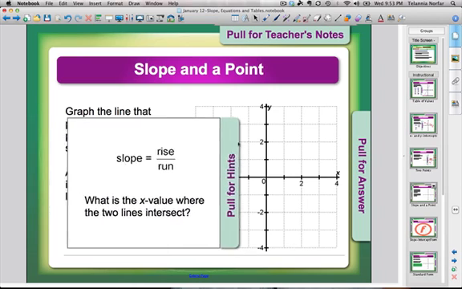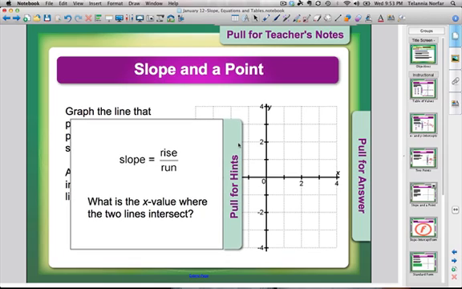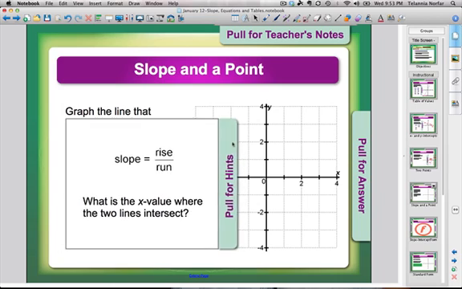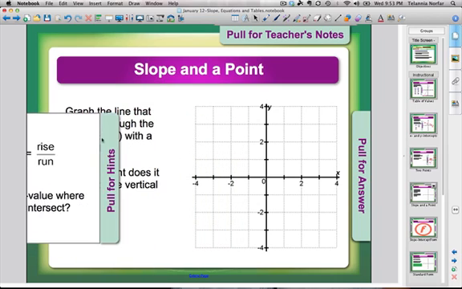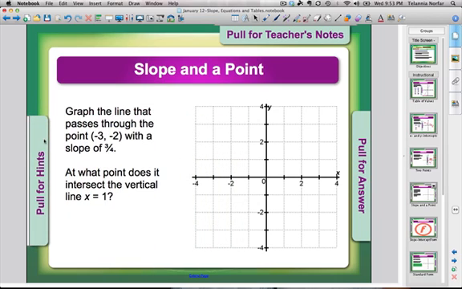Remember, slope is rise over run, or directions. It tells us how much to go up and how much to go over. What is the x value where the 2 lines intersect? Meaning, if I look at the vertical line and the line I've drawn, where do I have a crossing to determine the x value? Okay, try and figure out this answer and pause the video until everyone has figured it out.